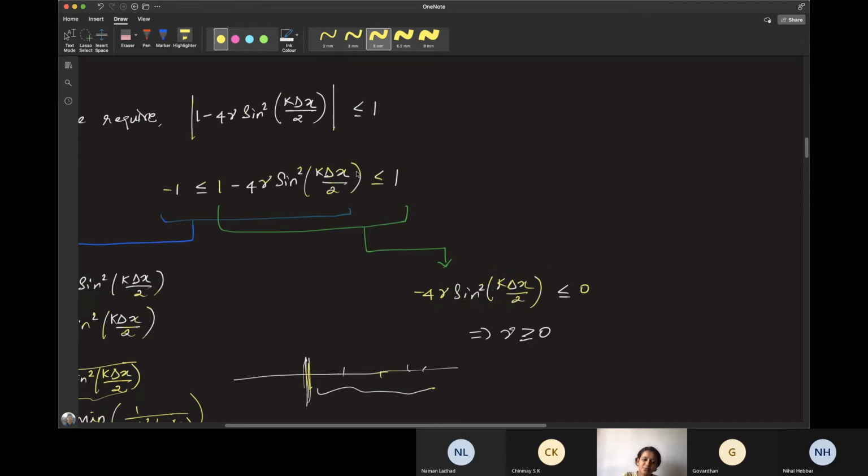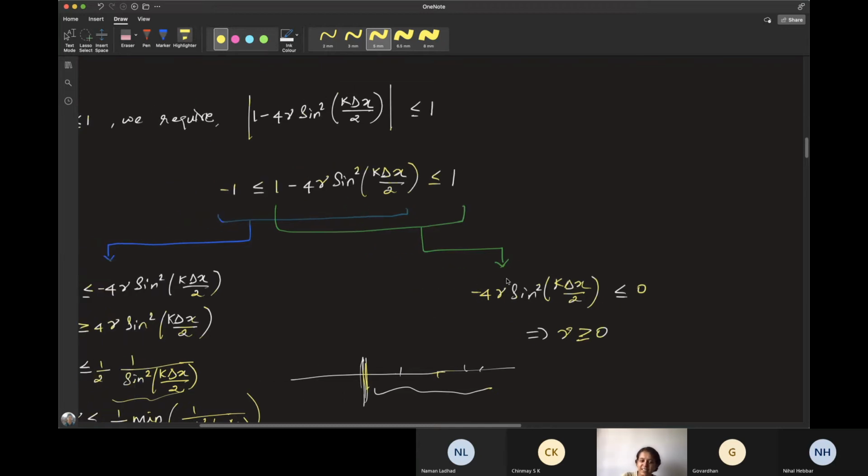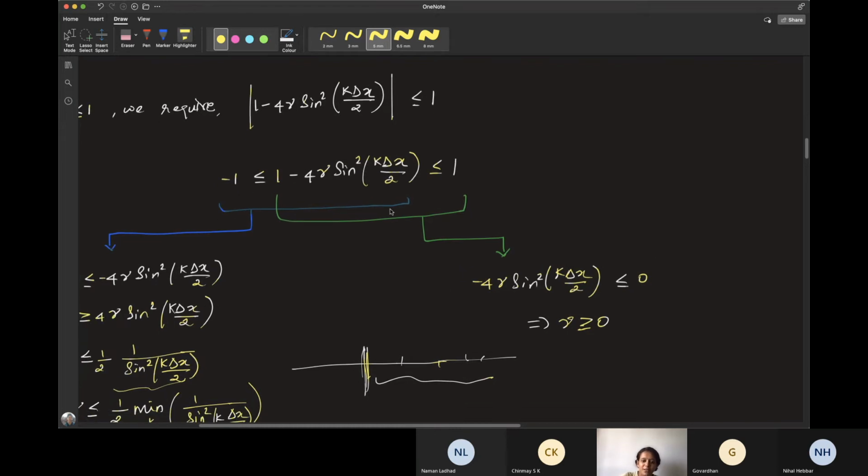So if nu is greater than or equal to 0, then this is always satisfied. If nu is less than or equal to 0, then this is never satisfied. So this is one thing. You require your alpha to be always greater than or equal to 0. Nu is alpha delta t by delta x squared. So your delta t and delta x squared are always greater than or equal to 0. So you require your alpha to be greater than or equal to 0.